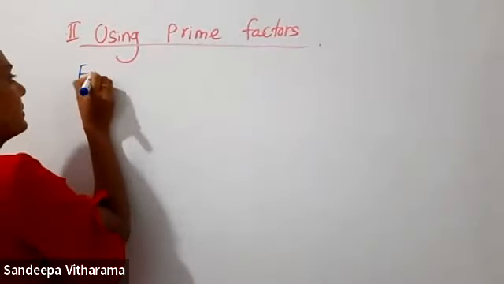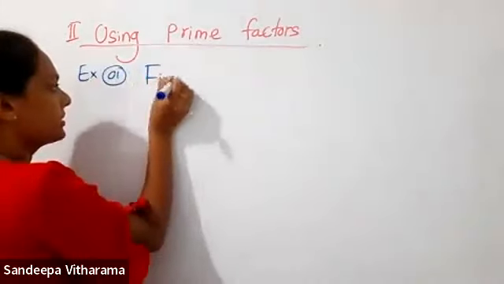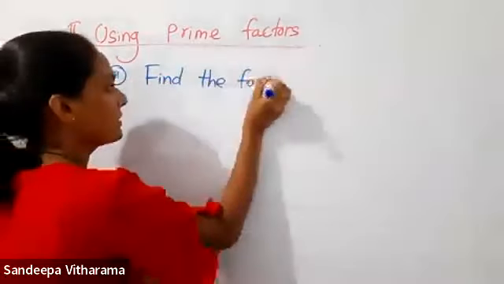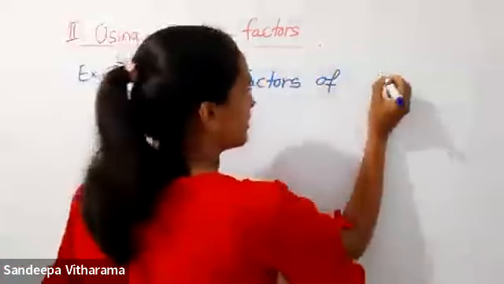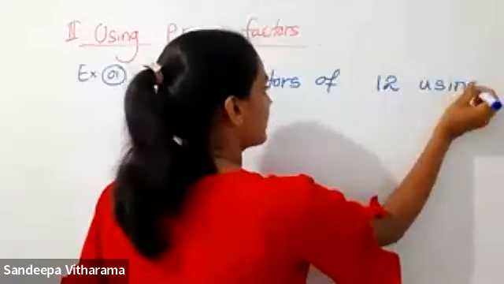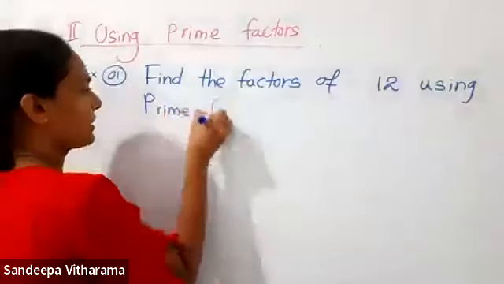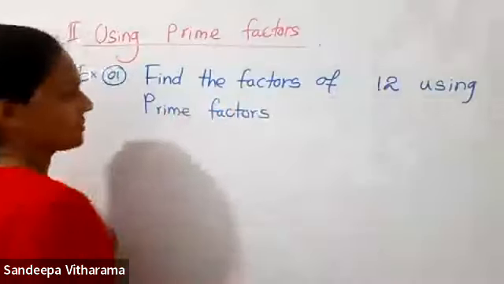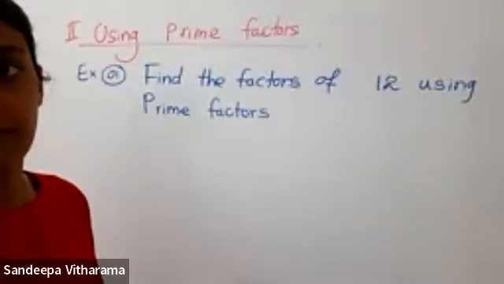Example 1. Find the factors of 12 using prime factors. Okay. Let's see how we find the other factors of 12 using prime factors.